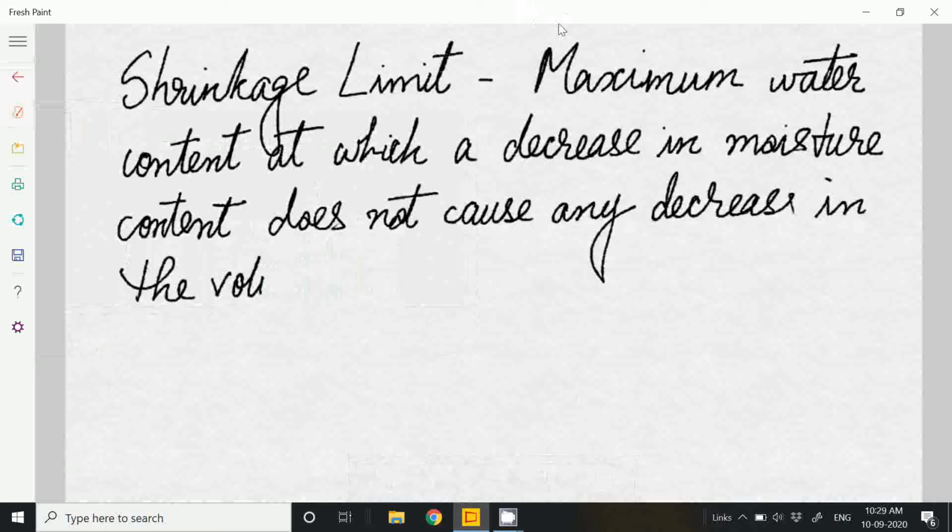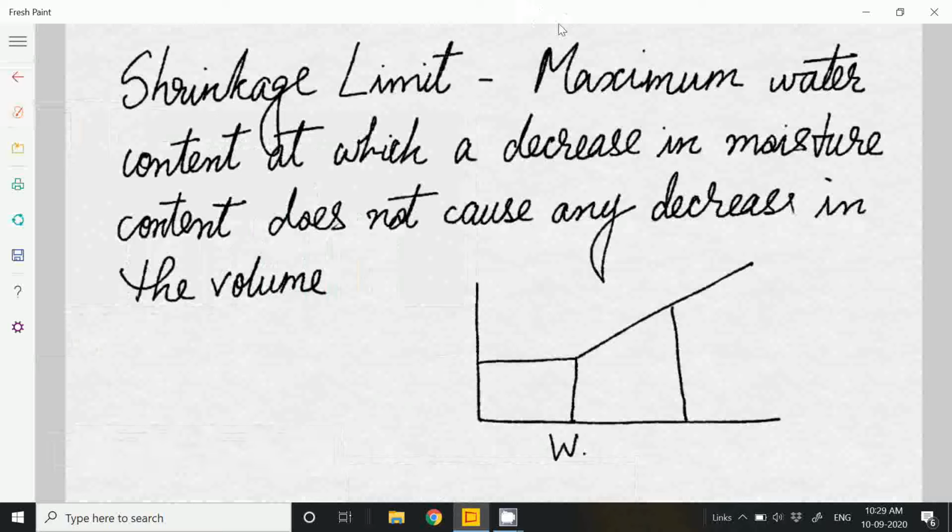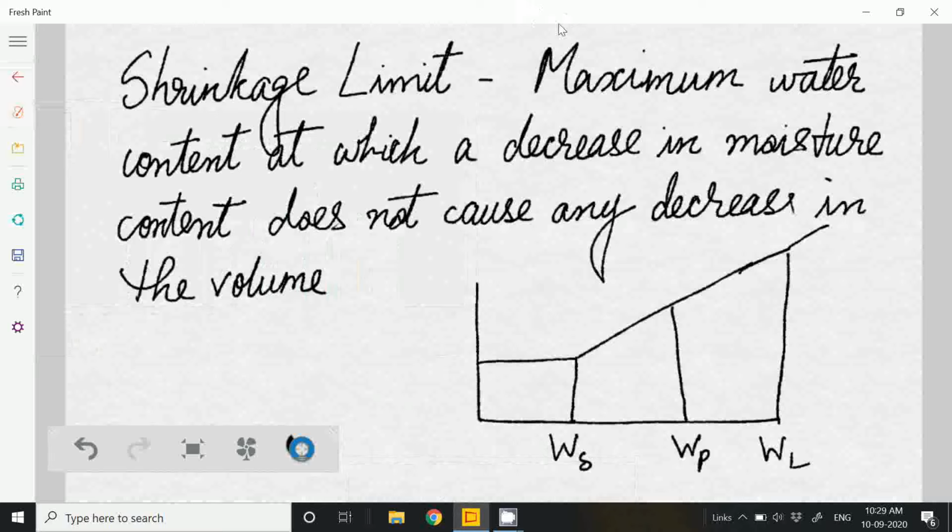So the graph was like this, isn't it? If you remember. This was the shrinkage limit, this was the plastic limit, and this was the liquid limit, isn't it? So shrinkage limit is this part. If I reduce the moisture content below this, then the volume will not change. This was the volume, right? Then the volume will not change.